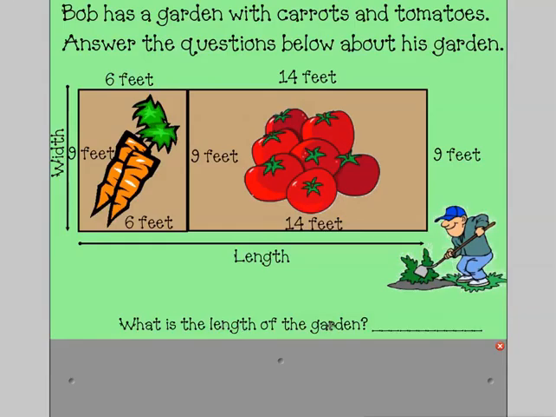So what is the length of the garden? So again, we're talking about the whole big garden together, not any of the individual pieces, but the whole thing. So to solve that, I need to add the length of the tomato section to the length of the carrot section. And that's an easy one. 6 plus 14 is 20 feet.